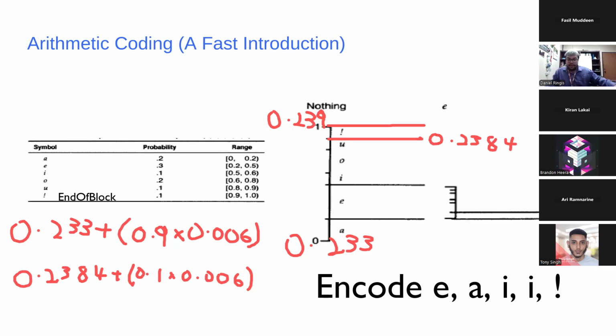So if you send any value between 0.2384 and 0.239, someone who has this probability table should be able to decode it to know that the symbols sent should be E-A-I-I exclamation point. And that's how this works. Any questions before I move on to wrap this up? We could always come back if there are questions.